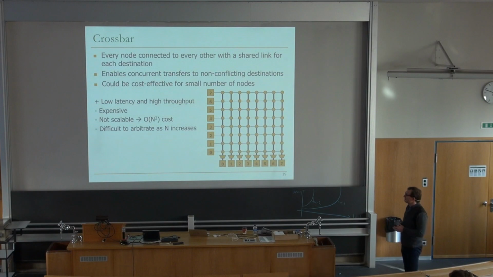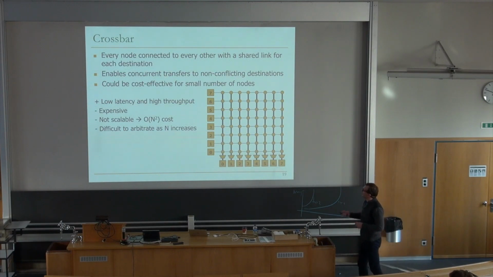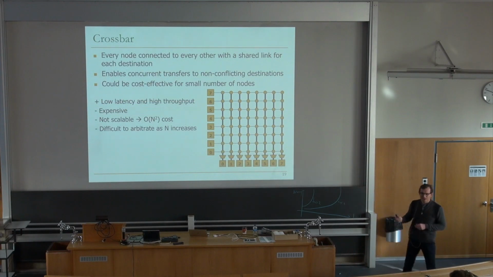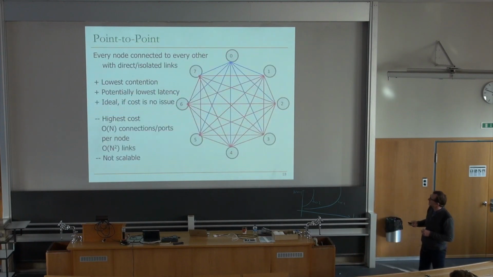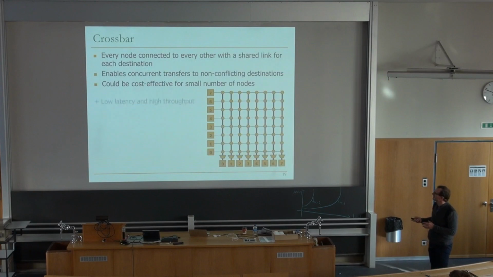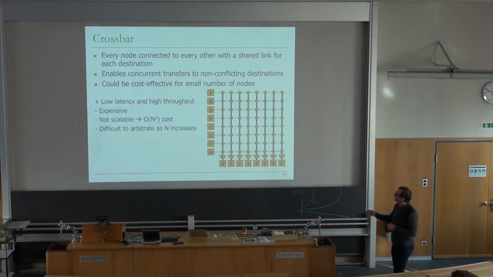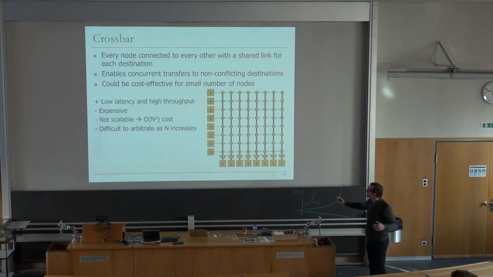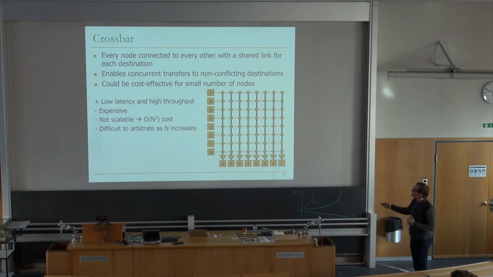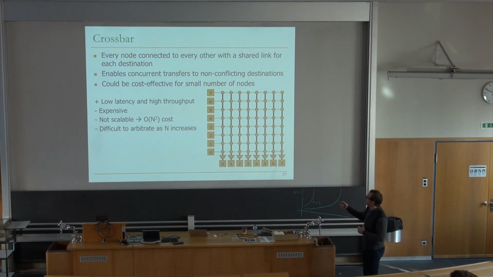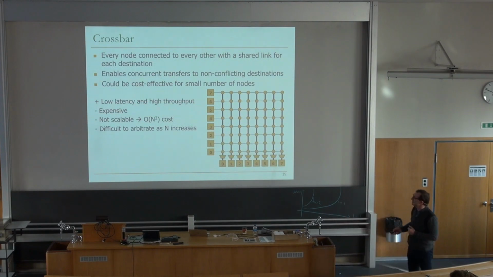But the downside, there are still downsides. It's expensive. It's not scalable because you have O(N square) cost. It's a little bit different from the O(N square) that we saw over here. This is really O(N square), but this is still O(N square). The number of components still grows as N square, but it's connected in a different way, as you can see over here, right? It's not direct links, but you're basically sharing the destination link over here between the sources.